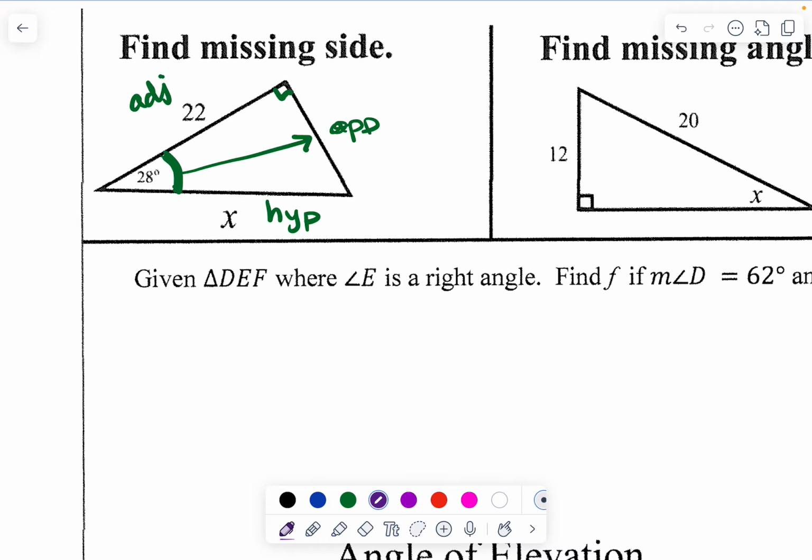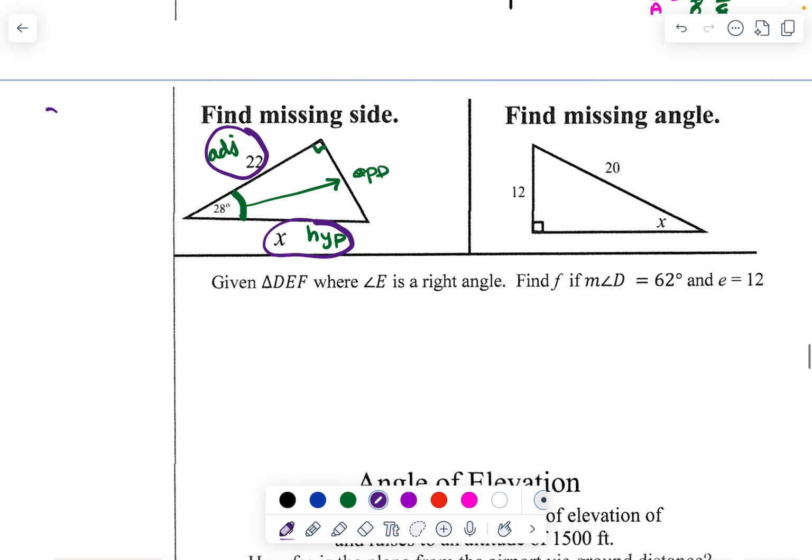So I'm going to circle what I'm looking for. Here's what I'm looking for. I'm looking for the hypotenuse. I'm also going to circle what I know. I don't know the opposite side. I do know the adjacent side. So which of SOH, CAH, and TOA are dealing with the adjacent and the hypotenuse side? Well, one deals with the opposite side, which we don't have. One deals with the adjacent and the hypotenuse side. So this is what we're going to set up.